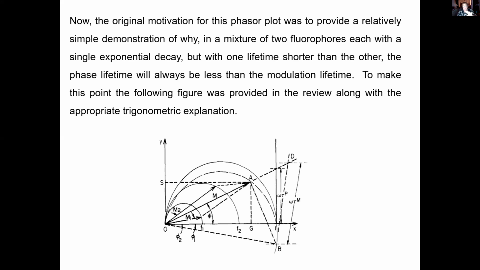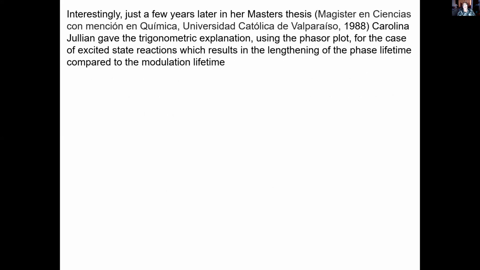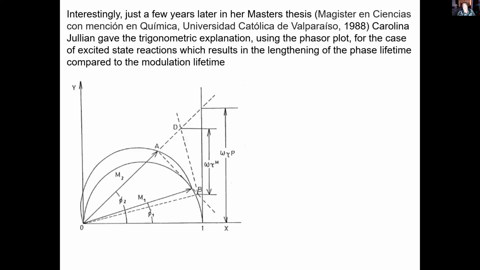And trust me, this is much simpler than any other way to do it. And just as an aside, and I think interestingly, a few years later in her master's thesis in 1988, Carolina Julian from Catholic University of Valparaiso, who visited my lab, gave the trigonometric explanation using the phasor plot for the case of excited state reactions, which result in a lengthening of the phase lifetime compared to the modulation. And I'm going to mention that in my lecture today, and it's very important. But she was the first one, I think, to ever make this diagram.